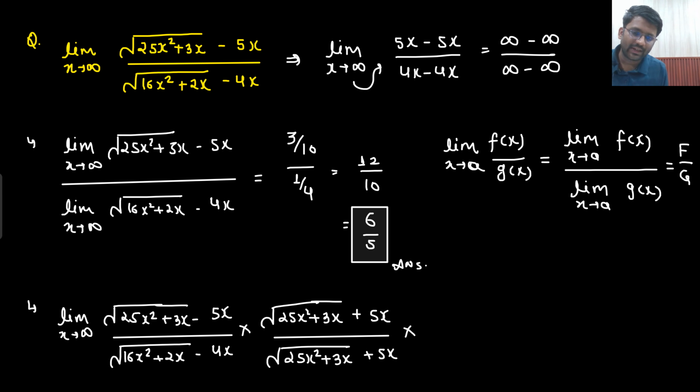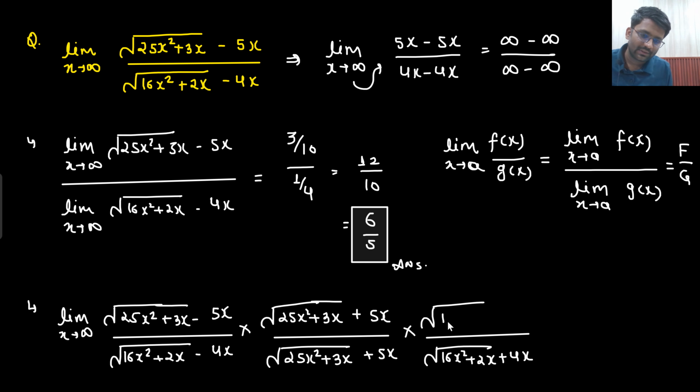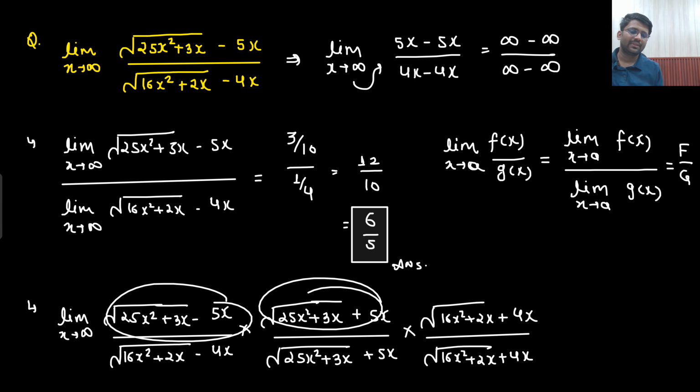Now for the denominator as well, I will have to do the rationalization. So what I will do, there is negative sign, so here I will put the positive sign. So under root 16x square plus 2x plus 4x, and then under root 16x square plus 2x plus 4x, and then I will solve it. Basically these two guys will give me something, this as it is, and these two guys will give me something, and this as it is.